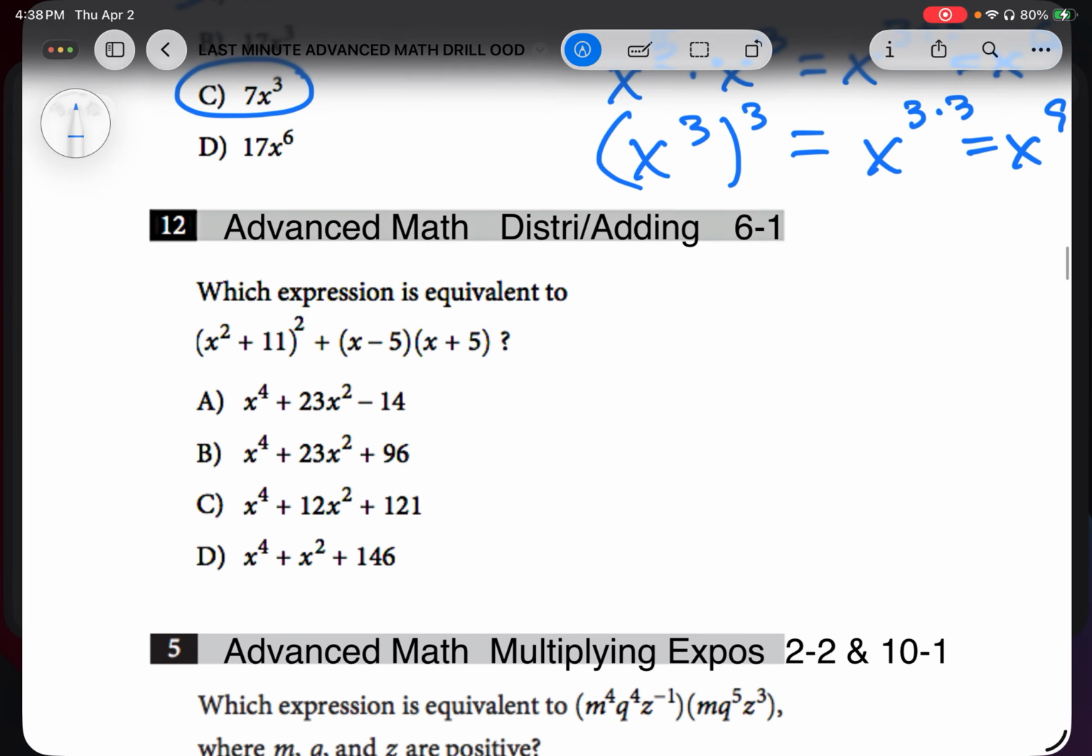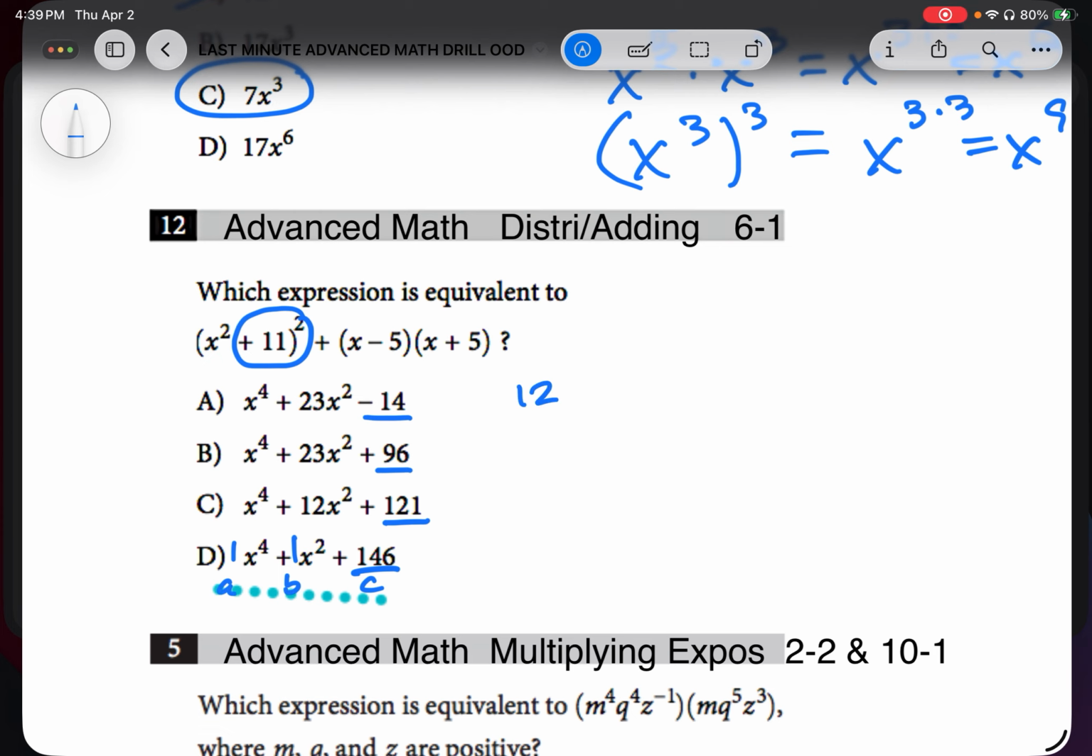All right, question number 12. Which expression is equivalent to the answer choices that are given to you? Now, I like cheating on these type of questions. When I see the answers, I have 146, 121, 96, negative 14. My C values, remember you have your A value, your B value, and your C value, are each different. So I'm attacking the ends immediately.